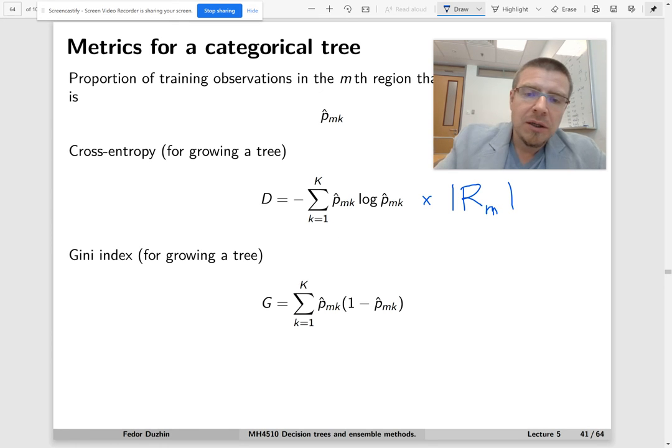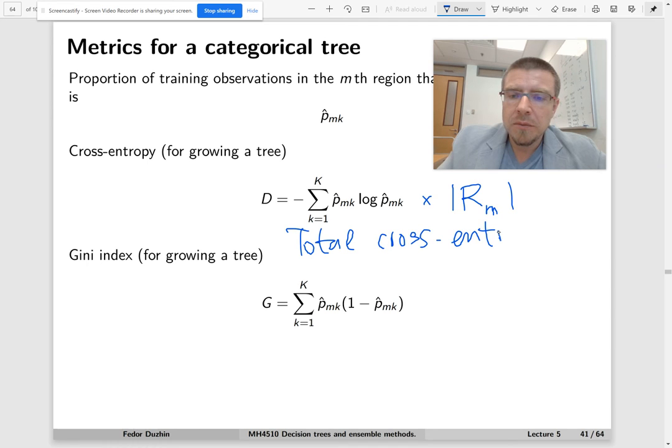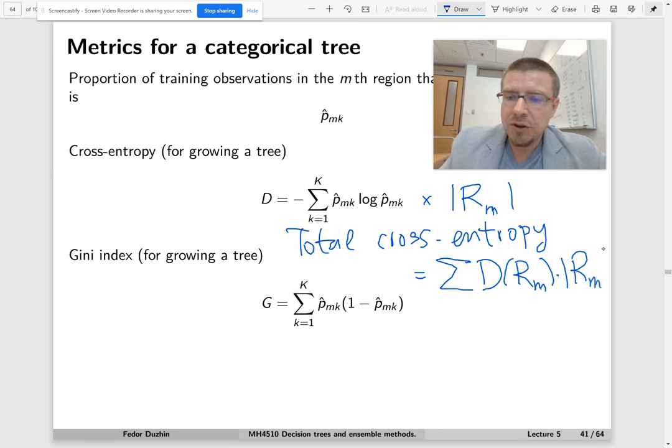Right, so if we take the familiar cross entropy, the total cross entropy, the total cross entropy is the sum of this cross entropy for a particular region times the number of observations in that region. And the sum is taken over all the regions. Okay, so this is the cross entropy. So the new cross entropy and the familiar cross entropy, they're really the same thing.